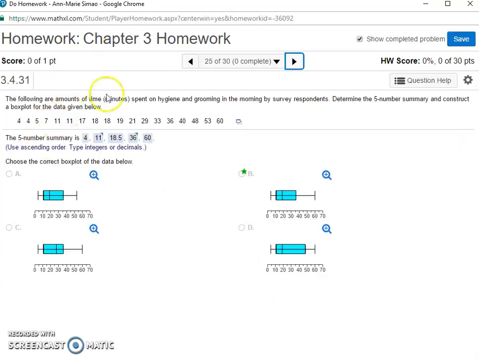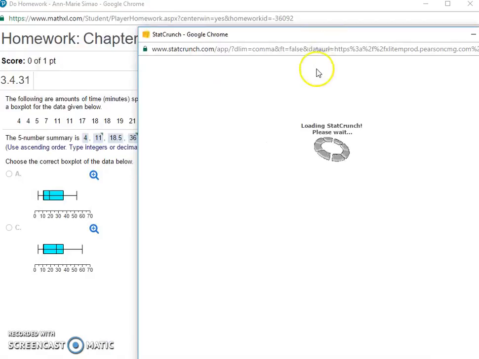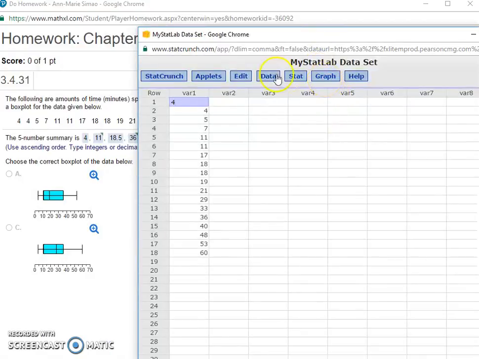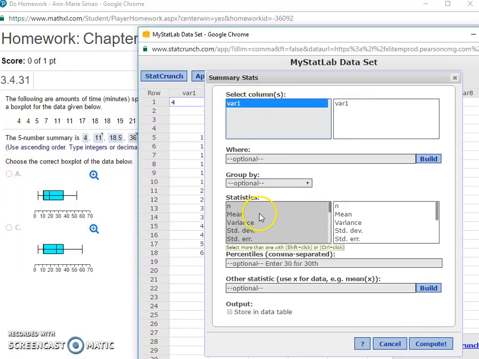So this one's going to look for a box plot. So the way a box plot is going to have it, we're going to have a minimum value, a maximum value, a Q1, Q2, and Q3. So our 5-number summary plot is going to be our minimum, Q1, Q2, Q3, and then our maximum. Open in StatsCh3 again. It's going to be the same thing, summary stats column, variable 1.